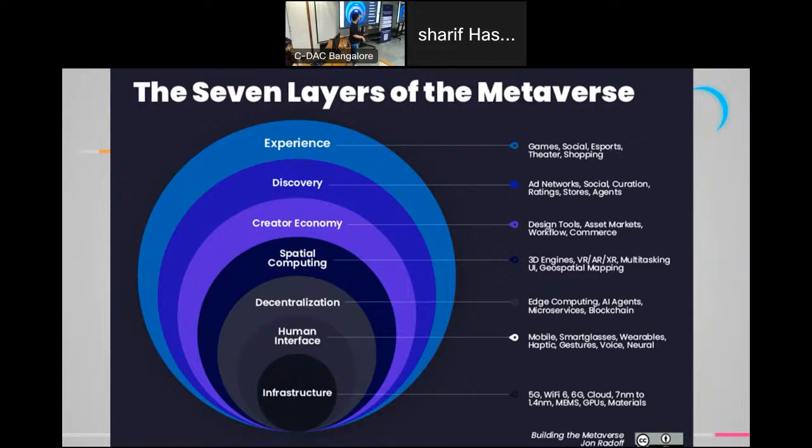The experience layer is where you play the games, you do esports on FIFA, or you go shopping, etc. Right? Then the second layer is the discovery layer, which is how you come to know about that metaverse. So how did you come to know about Pokemon Go? You saw an ad on the news, or you saw a Google ad or something like that. That's the discovery layer. That's how you come to know about that metaverse.